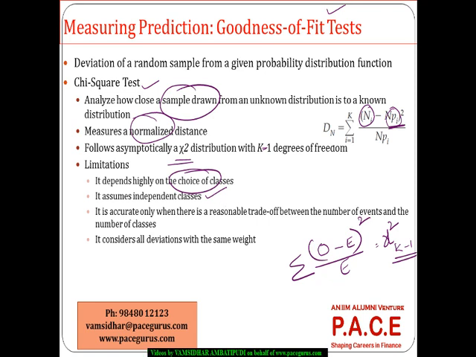There should be a reasonable trade-off between the number of events and the number of classes. It also assumes that all the deviations have the same weight. I am not applying any kind of weightage to any of the deviations here. I am taking a plain, equally weighted average.